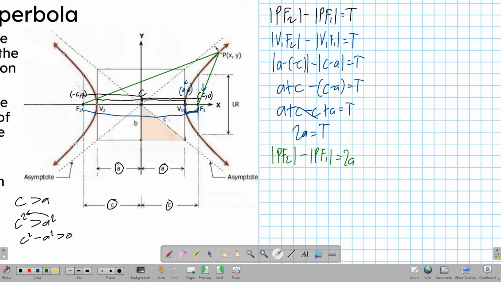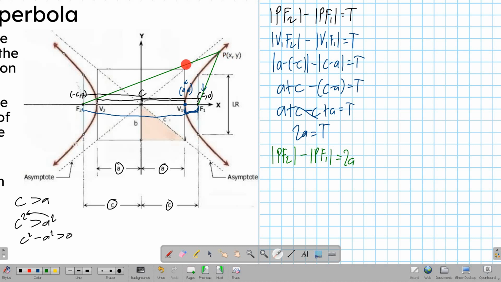And in subtraction, if we subtract the longer minus the smaller or the shorter, we get a positive value. Although we can do the other way around, we will stick with the positive value because it's easier to work with. Now, since it's not anymore v, it's now any point p, we need to now use the distance formula just like how we did it with an ellipse.